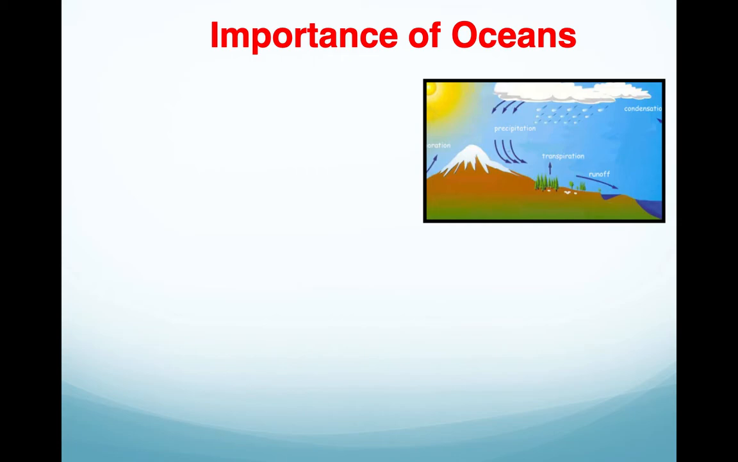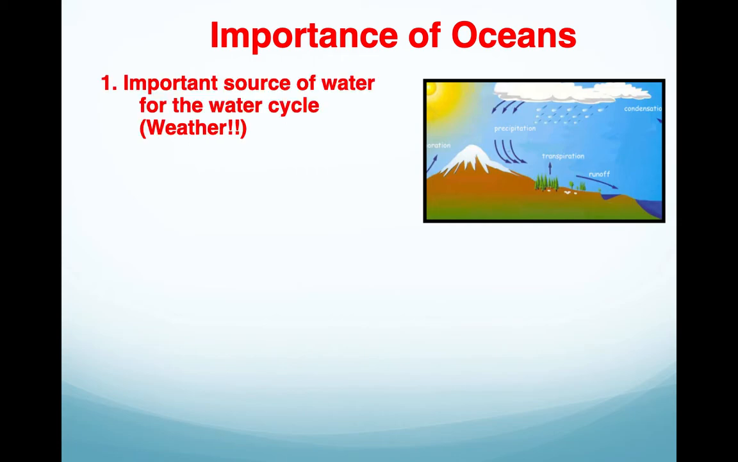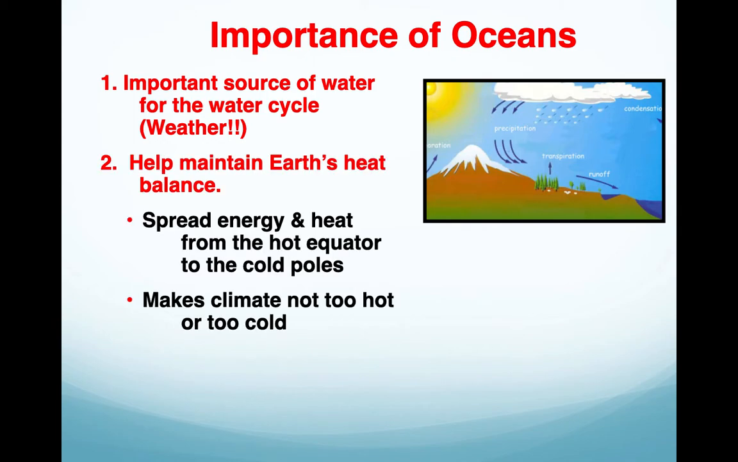The oceans are really important to Earth. There are 5 major reasons that your book talks about. The first is that the oceans are a really important source of water for the water cycle. We just finished talking about the water cycle and how important it is for moving water on Earth, giving plants water, giving animals water. It's what drives weather. The oceans also help to maintain Earth's heat balance. They do a great job of spreading energy and heat from the hot equator to the cold poles.